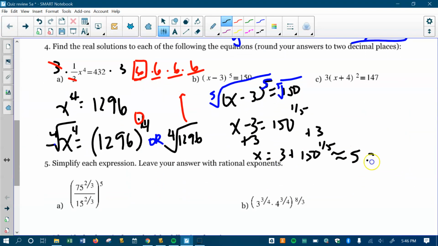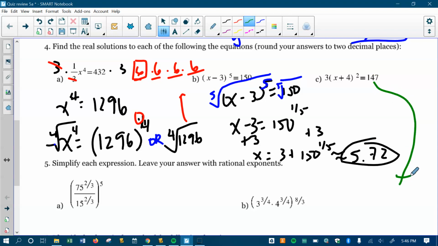So 5.72. Woohoo, we got it. Okay, oh boy, I can't circle anything. Okay, let's try that again. All right, let's go in and get C. I'm going to squeeze that on down here.